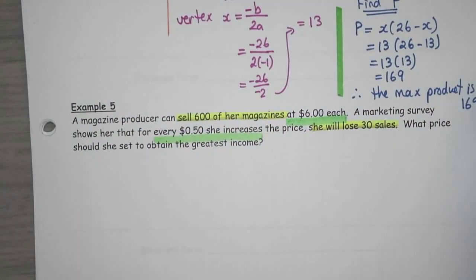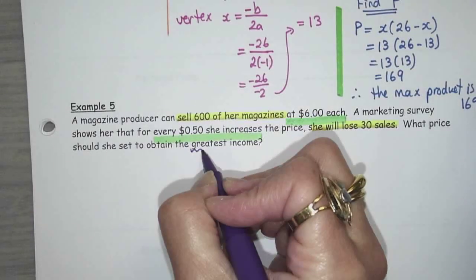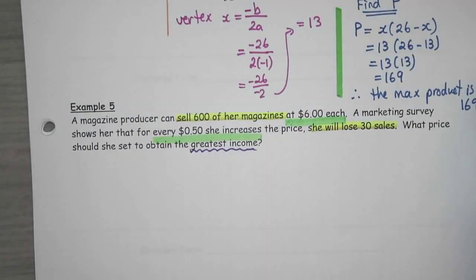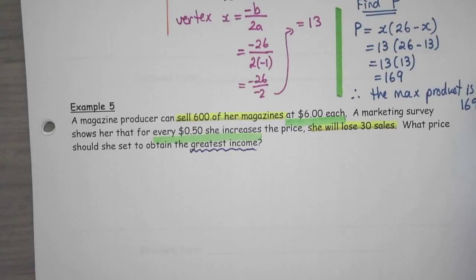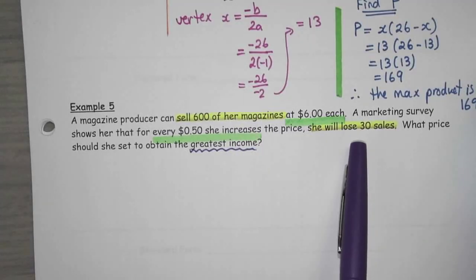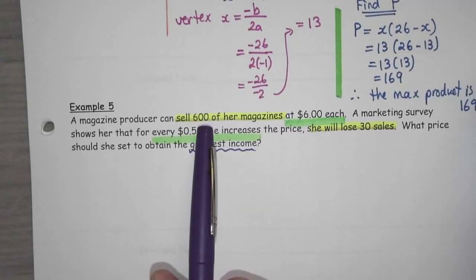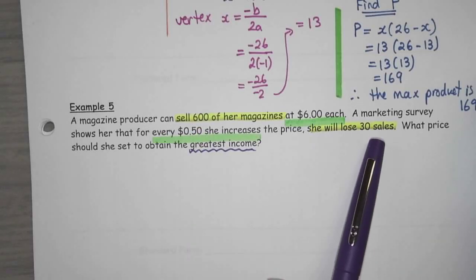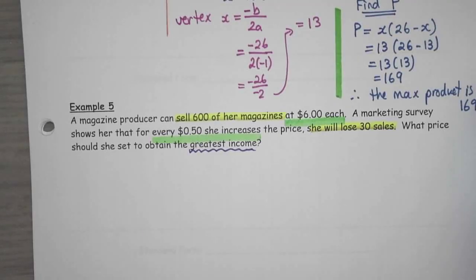So with all of these profit or revenue questions, and this is income, right? So we want the greatest income. With these questions, it's always talking about how many can I sell, right? So the number, and how much can I sell them at. So it's always going to be the number that we're selling and the cost that we're selling it at. That's the same thing for all these profit questions. How many can I sell? That's 600 magazines, but she's losing 30 sales. And how much is she selling them for? It's $6, and she's increasing it by 50 cents.